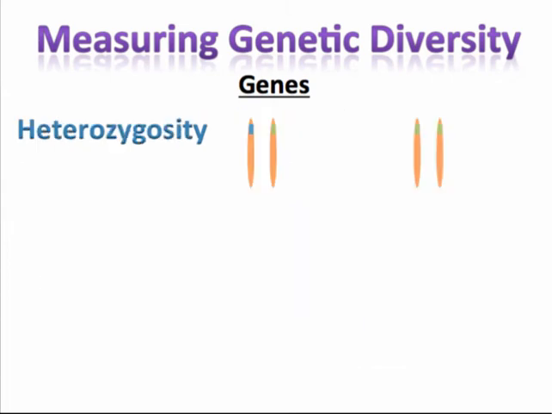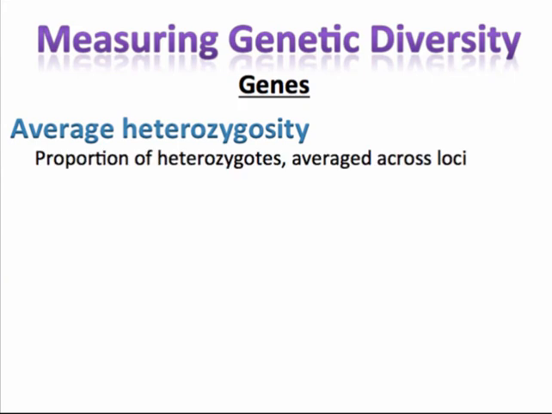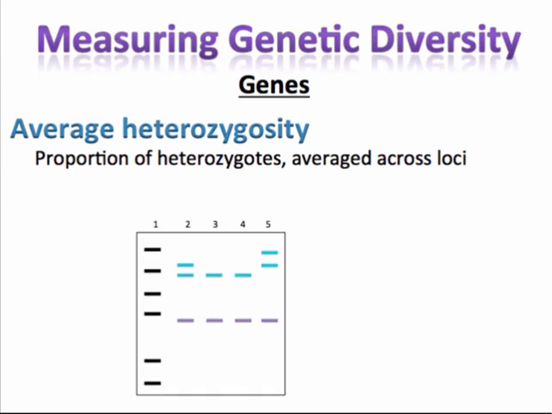So heterozygosity is also a way to measure genetic diversity, because if you think about it, when you have a heterozygote, here we go, we have heterozygote blue and green as opposed to green and green. If you have a lot of heterozygotes in a population, you have a lot of different chances to have different alleles. You can see here in this group we have a lot more different colors than we have in this group. And so therefore when you measure heterozygosity, it can tell you about the genetic diversity of a population. And the metric we specifically use is something called average heterozygosity, and this is the proportion of heterozygotes averaged across loci. So let's measure this in a gel.